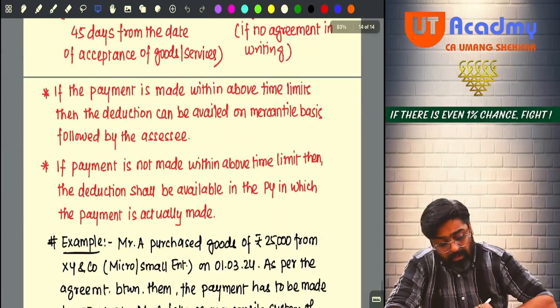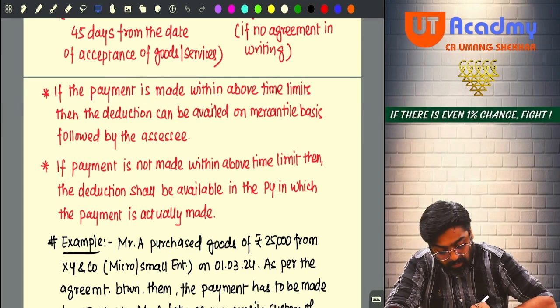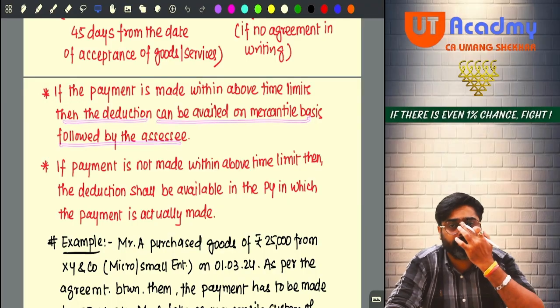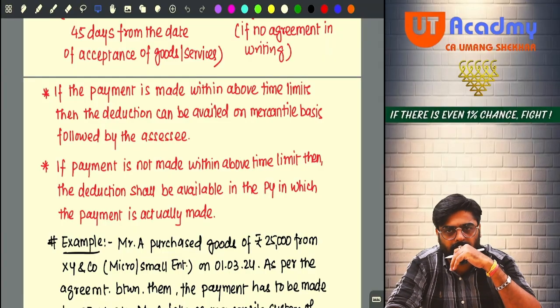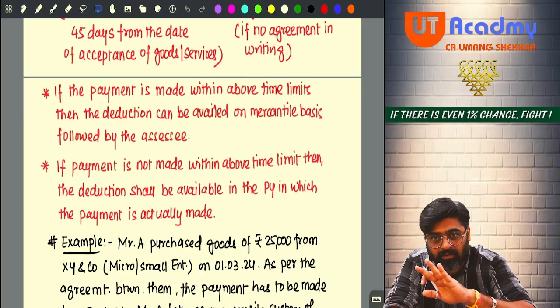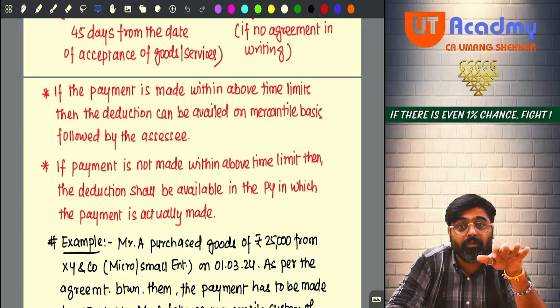Next one. If the payment is made within the above time limits, then the deduction can be availed on the mercantile basis followed by the assessee. If you are following the mercantile basis, claim the deduction on the mercantile basis, even if the payment is made in the next year. Still it will be allowed in this year because the payment is made within the time limit which falls in the next year.